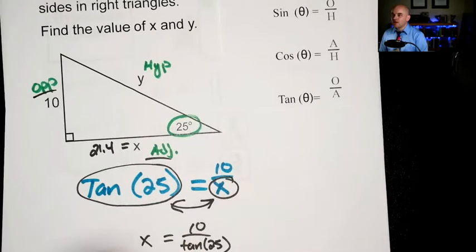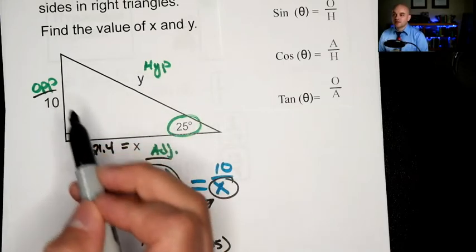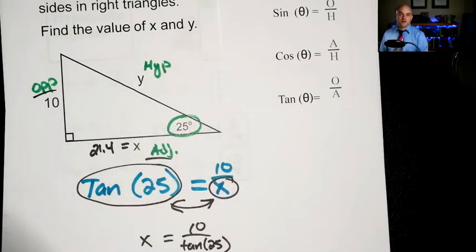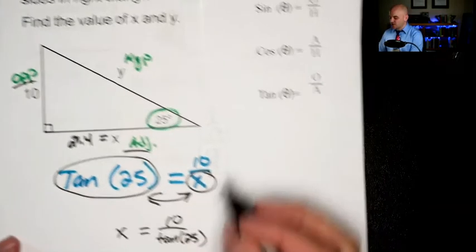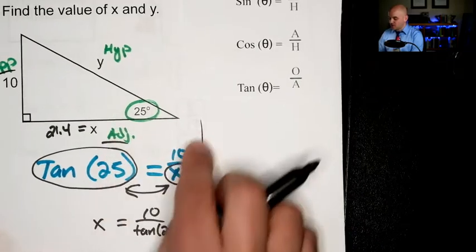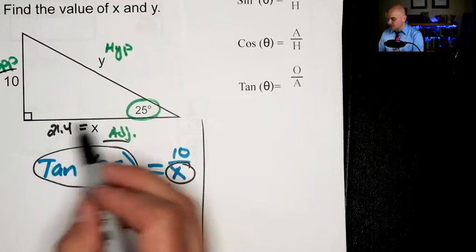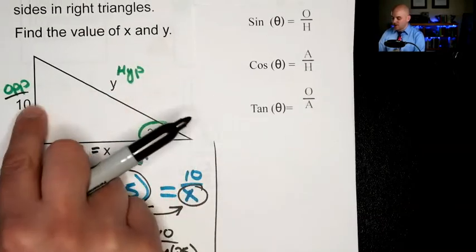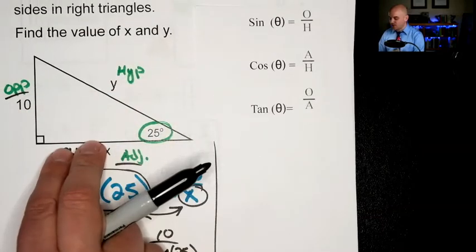Now, from here, we could use the Pythagorean theorem to solve for y. You can say that 10 squared plus 21.4 squared must equal y squared and solve it. But we're learning trig here, so I don't want to use that. I'm going to continue to use trig. So let's pretend like the problem didn't even ask for x. It just wants to know what y is, if that's 10 and that's 25 degrees.